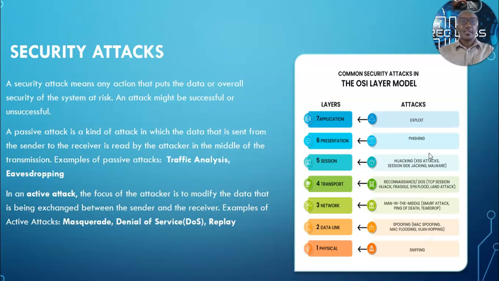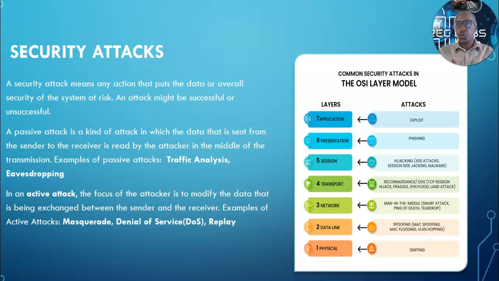So security attacks are any actions that put your data at risk. An attack might be successful or unsuccessful, because if there's an attack and you do not lose any data, it means that you're able to recover the data. That means it was a successful attack, but you have implemented mitigation strategies like DRPs to ensure that you're able to recover from those attacks.